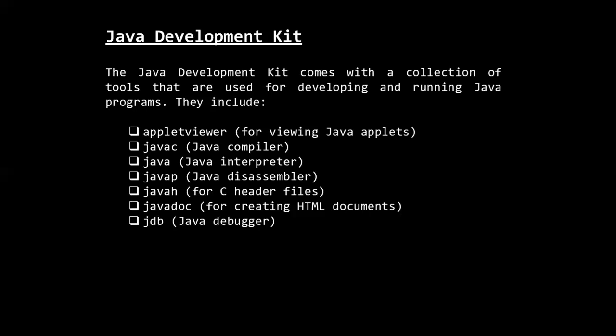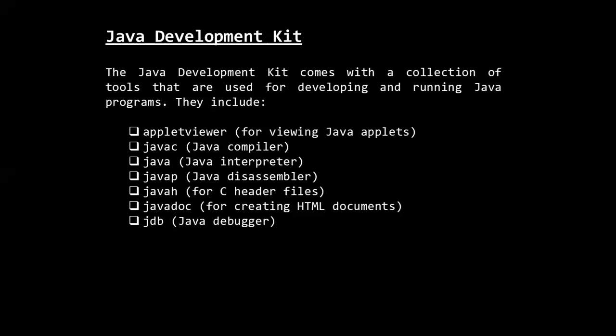Javah. Produces header files for use with native methods. Javadoc. Creates HTML format documentation from Java source code files. JDB. Java Debugger, which helps us to find errors in our programs. The way these tools are applied to build and run application programs will be illustrated in next figure.